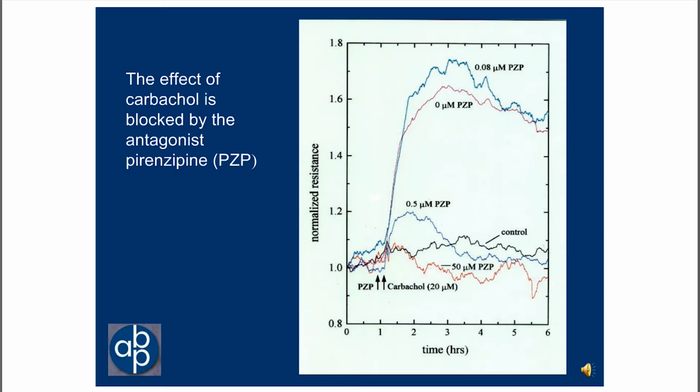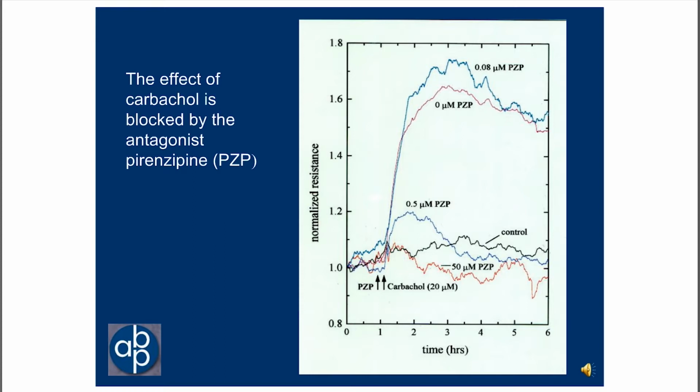Notice the magenta trace with no pirenzepine added shows again the striking response elicited by the agonist, a strong increase in the resistive portion of the impedance. But as we add the pirenzepine, we can clearly attenuate this response, and it almost is completely eliminated at 0.5 micromolar pirenzepine, again strongly suggesting that this is signal transduction.